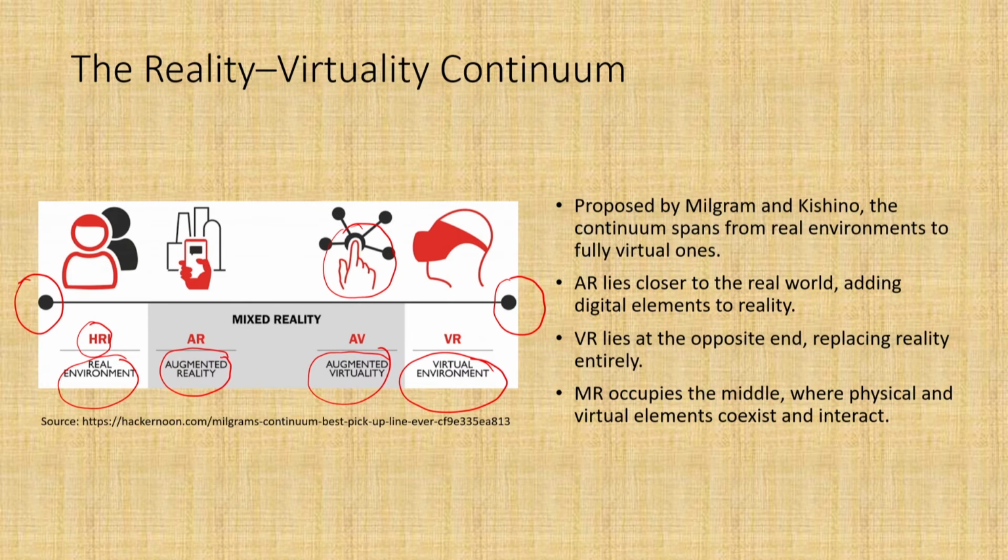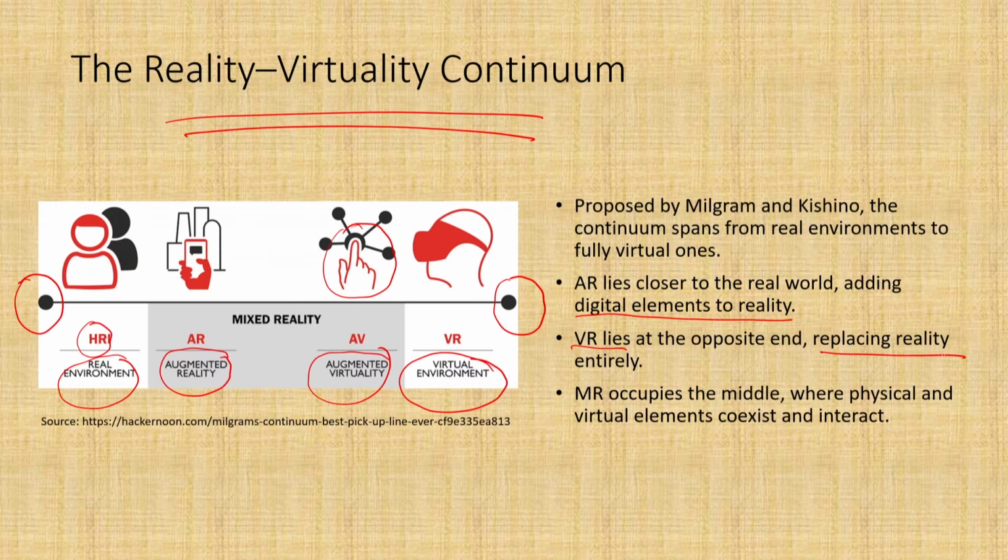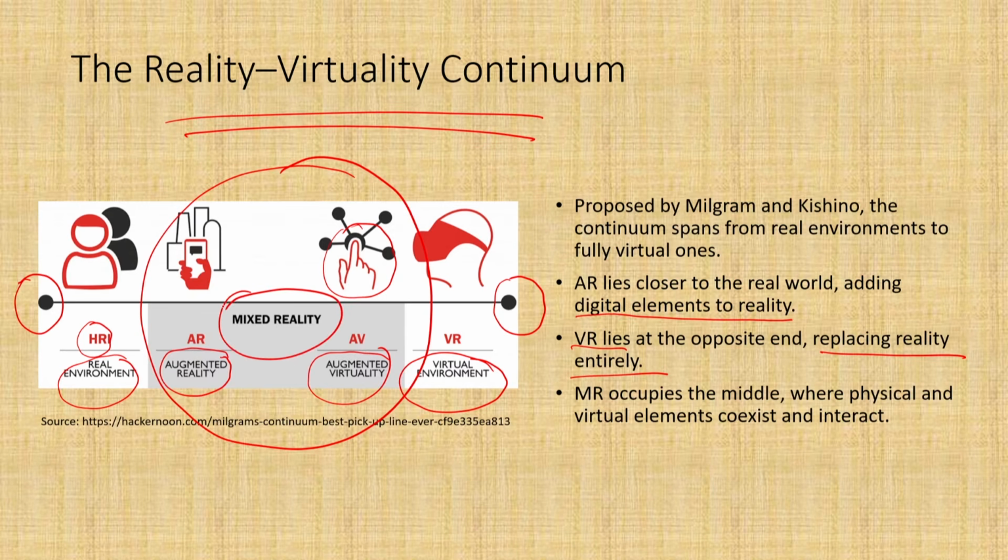So, Milgram and Kishino proposed this reality virtuality continuum, okay, and this continuum spans from real environments to fully virtual ones, and the intermediate ones are also captured in this continuum. So, augmented reality lies closer to the real world, whereas virtual reality lies at the opposite end. Augmented reality consists of adding digital elements to your reality, whereas VR replaces the reality entirely. The in between space can be called mixed reality, where physical and virtual elements coexist and interact.